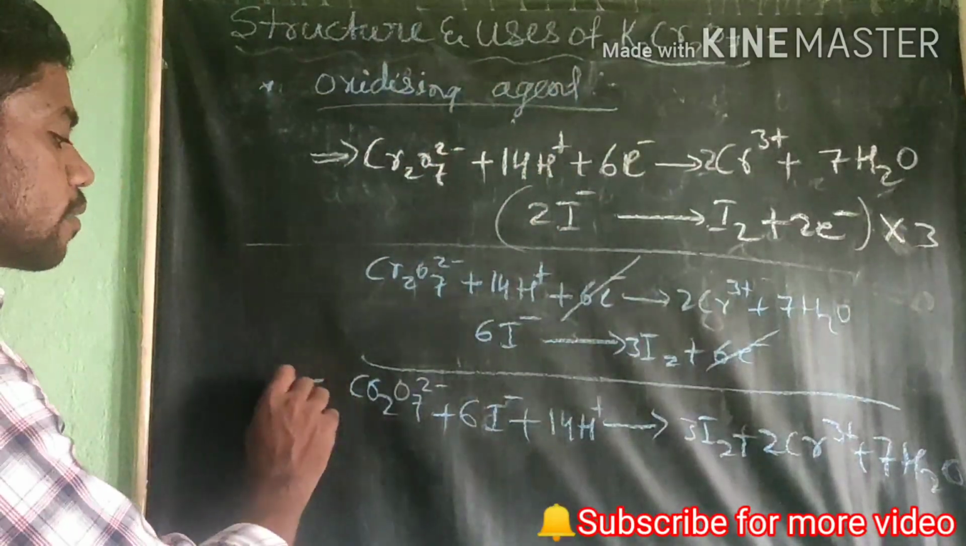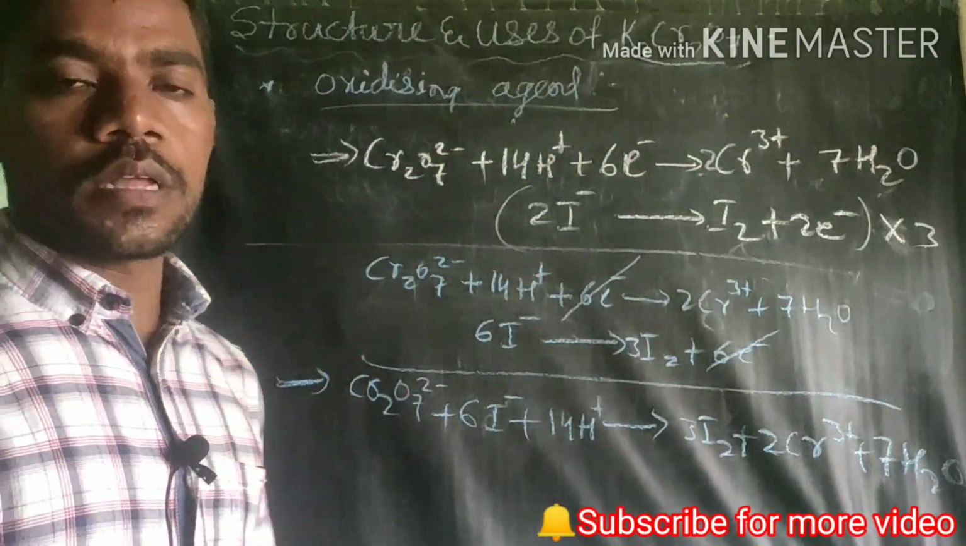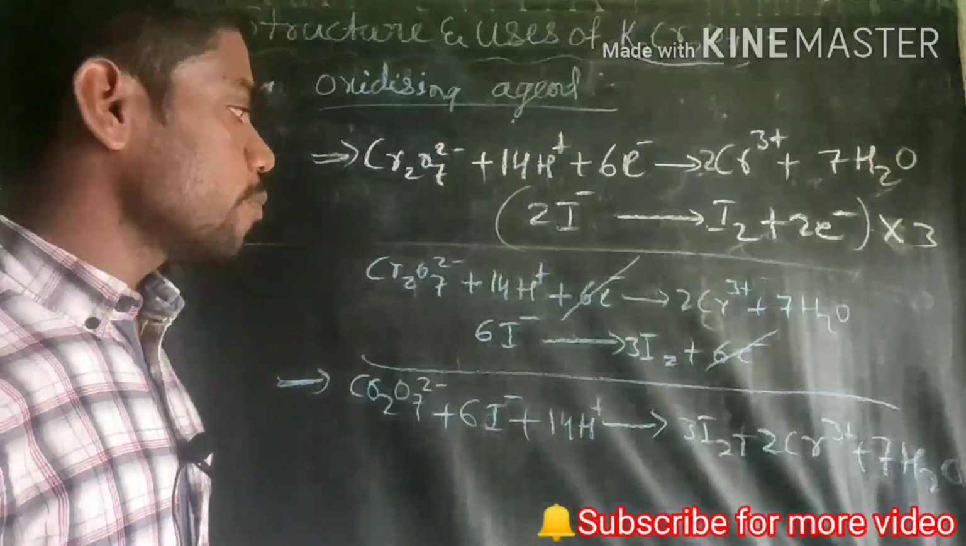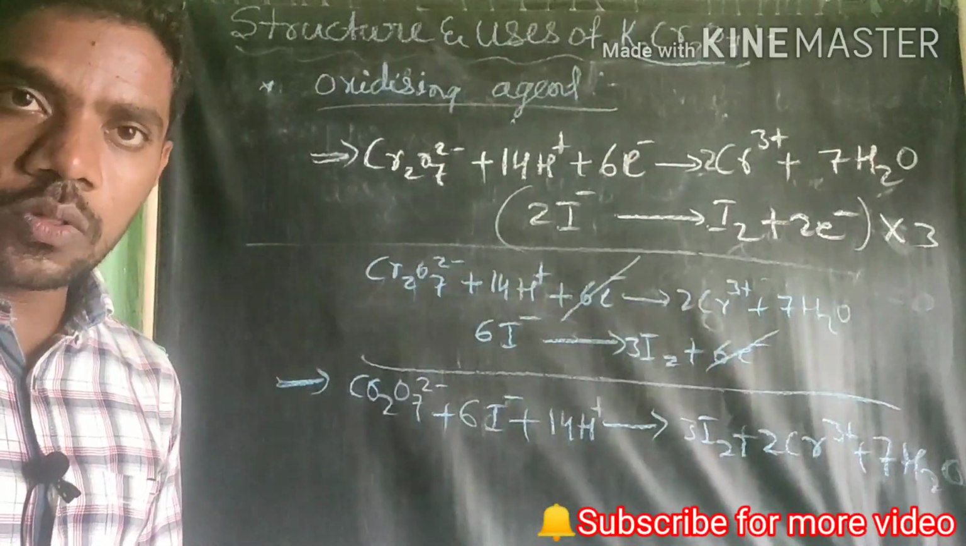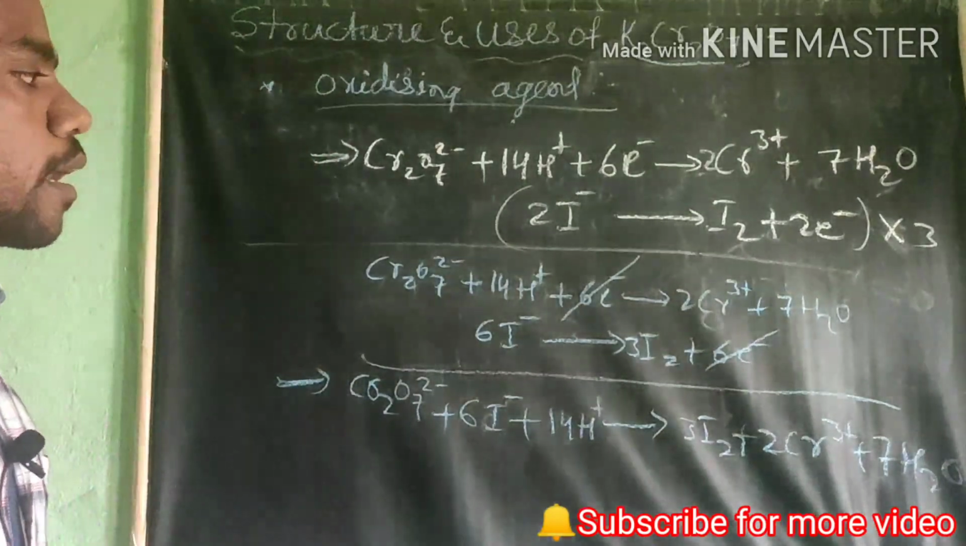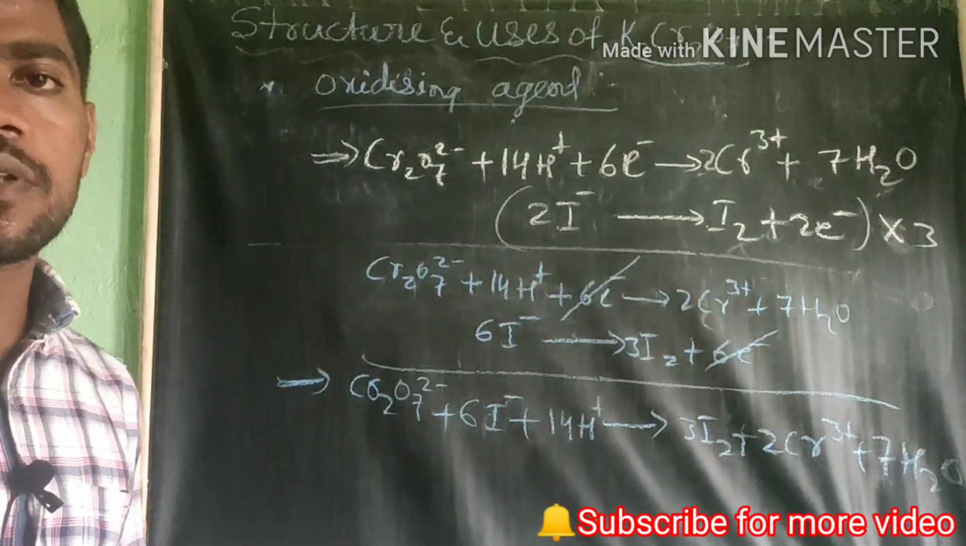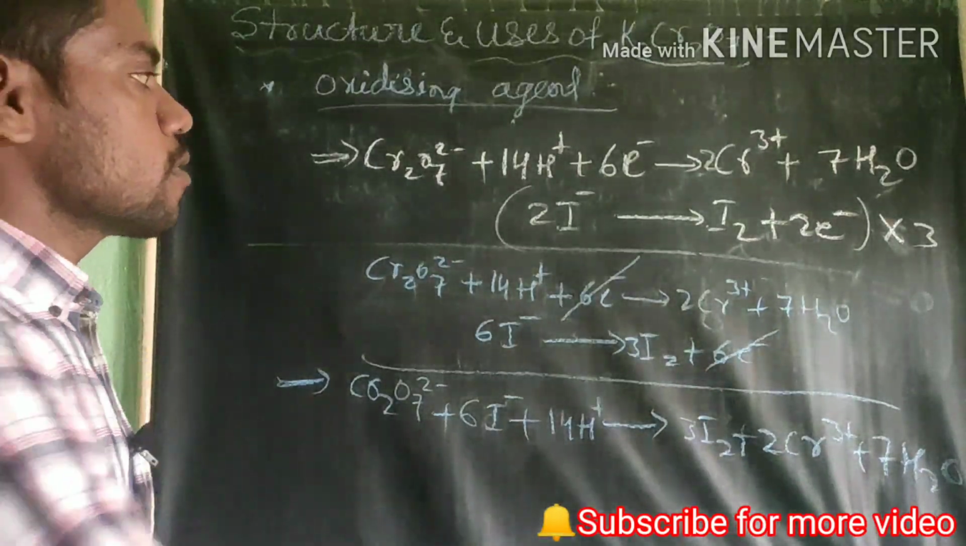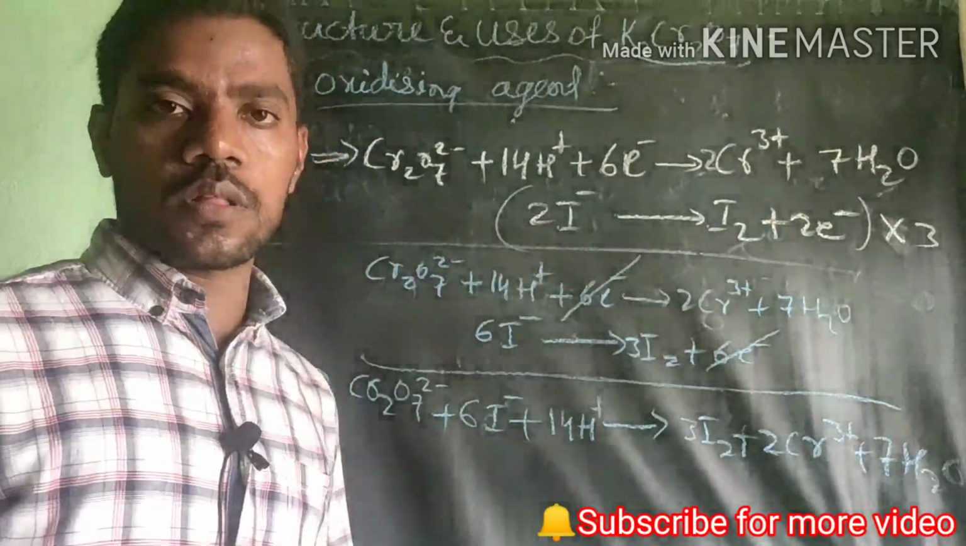This is what they have asked in previous years also, for 2 marks, 3 marks. Explain the oxidizing nature of K2Cr2O7 with an example. Or they ask questions like explain the oxidizing nature of K2Cr2O7 while conversion of I minus to I2. They ask questions like this.